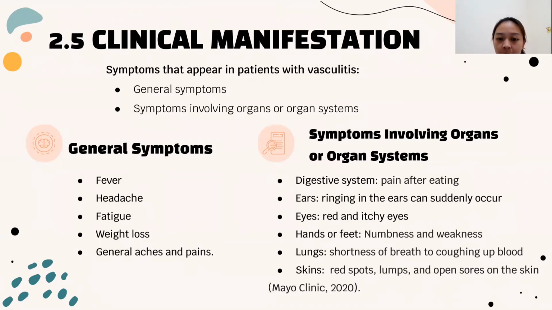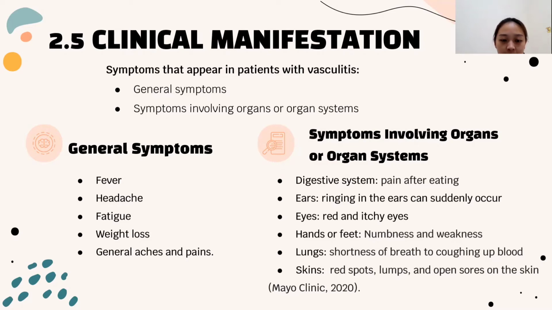Other symptoms involving organs or organ systems include, the first one, the digestive system. If the digestive tract is disturbed, people with vasculitis can experience pain after eating. And the next one is ears. Ringing in the ears can suddenly occur. And the next one is eyes. Patients with vasculitis may experience red and itchy eyes. Giant cell arteritis can cause temporary, even permanent blindness.